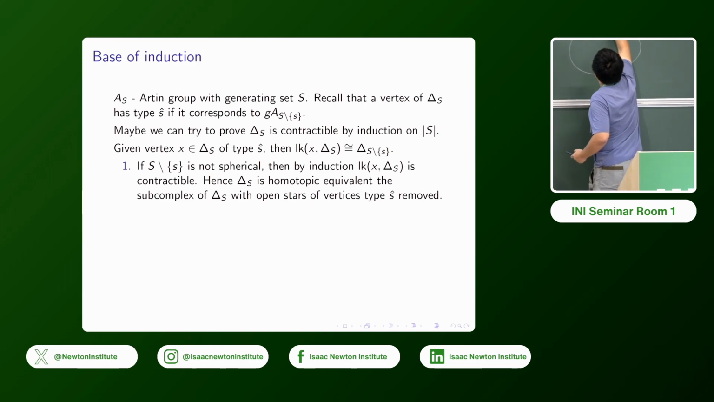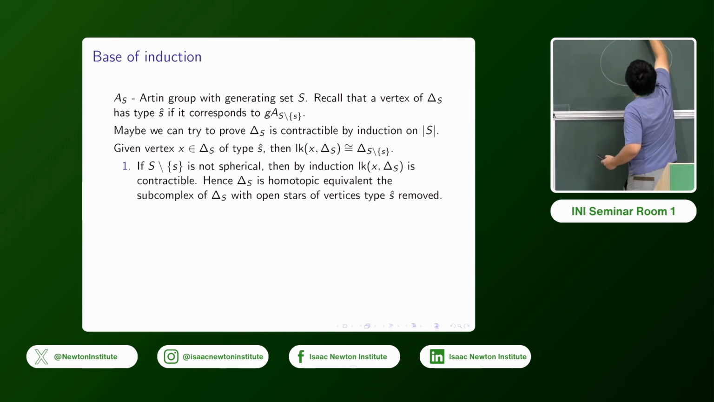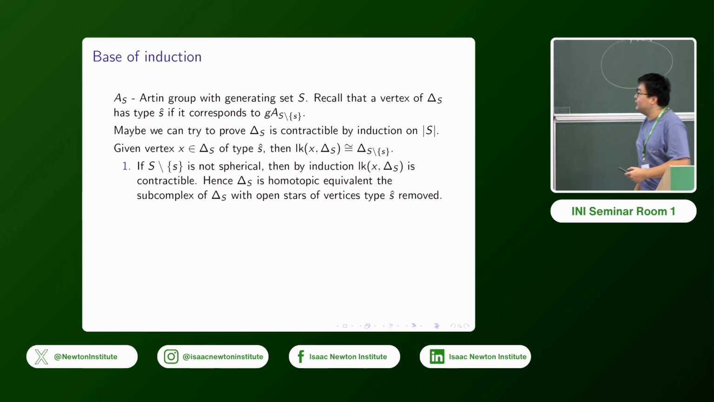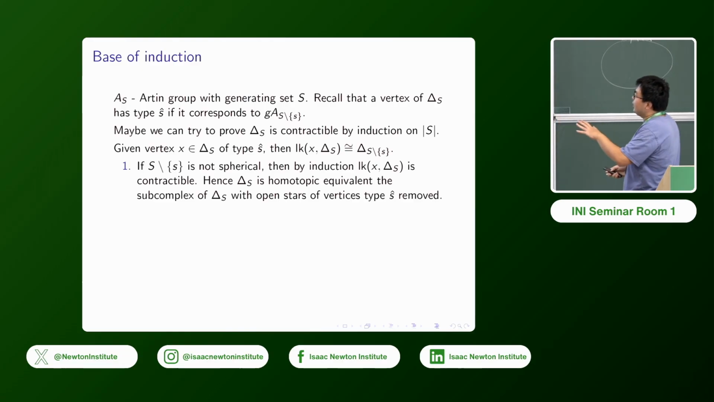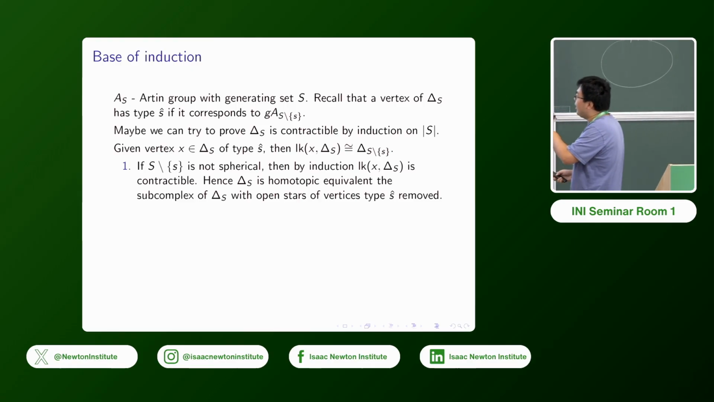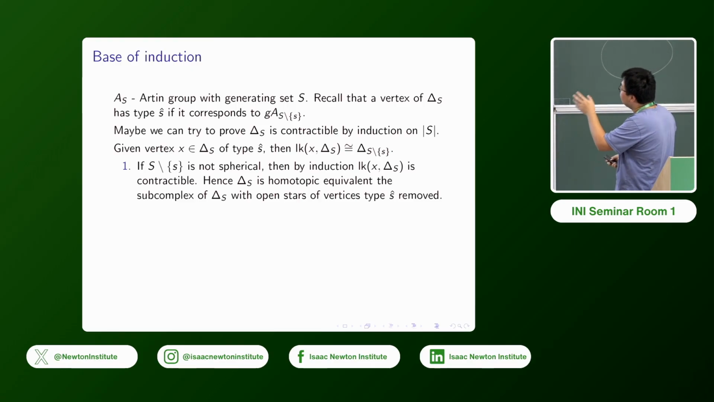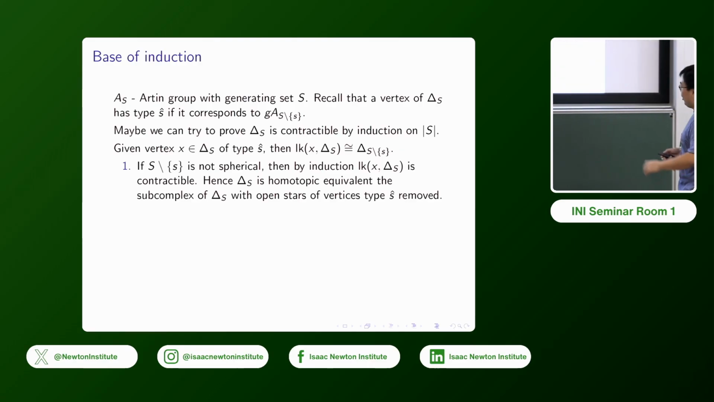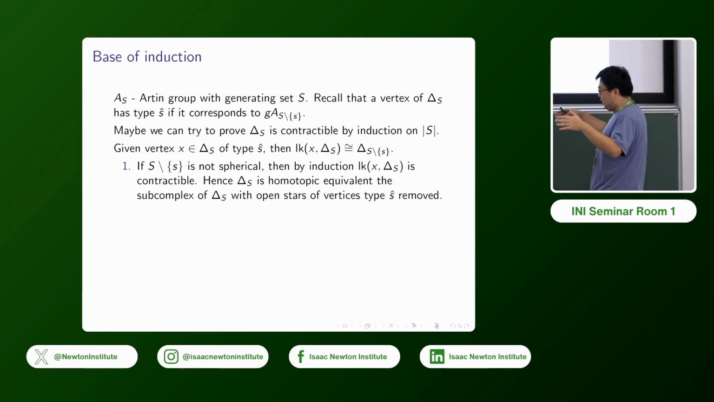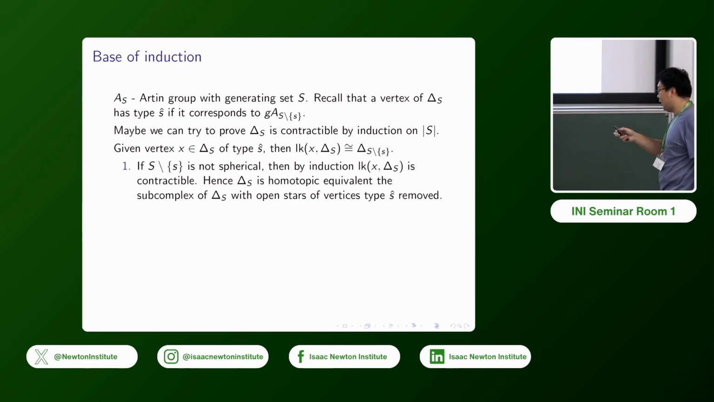So now what you know is that if you are in a complex, and you have a vertex such that the link of this vertex is contractible, then you can remove the open star of this vertex without changing the homotopy type of the complex. So this means that basically the Artin complex is homotopy equivalent to the subcomplex with open stars of all the vertices of type s removed. So in this case, we can play this trick, and the plan is to keep doing deformation retracts to smaller and smaller subcomplexes.